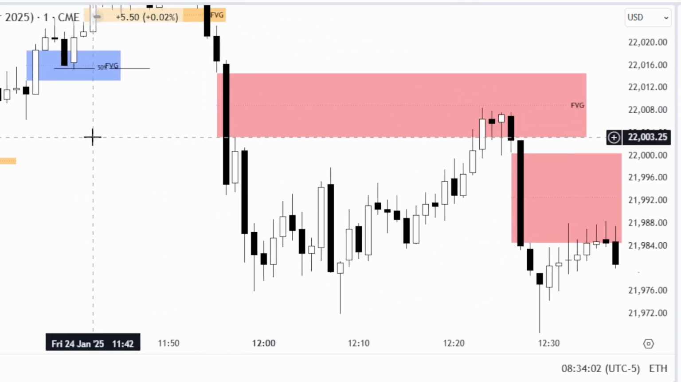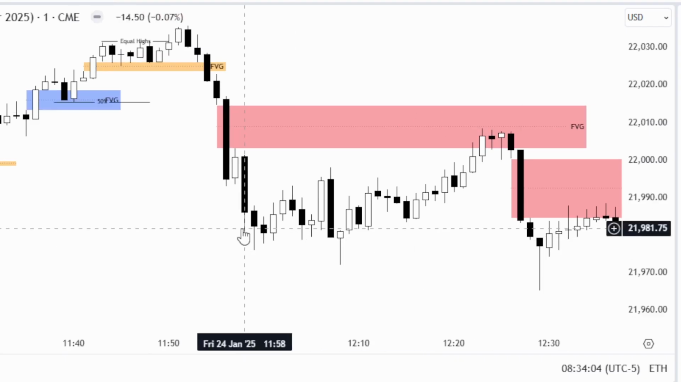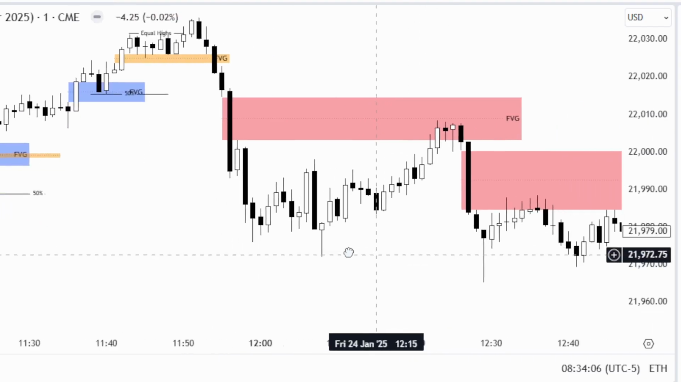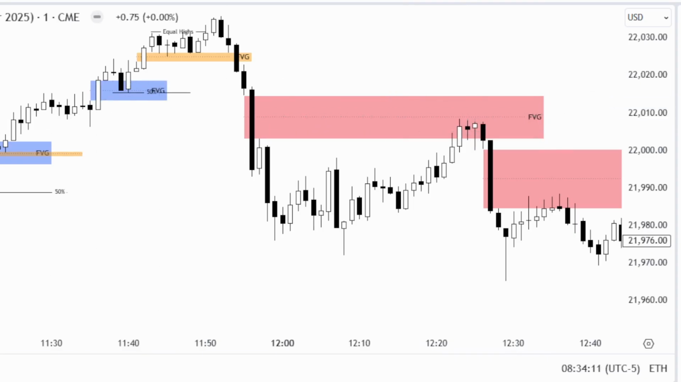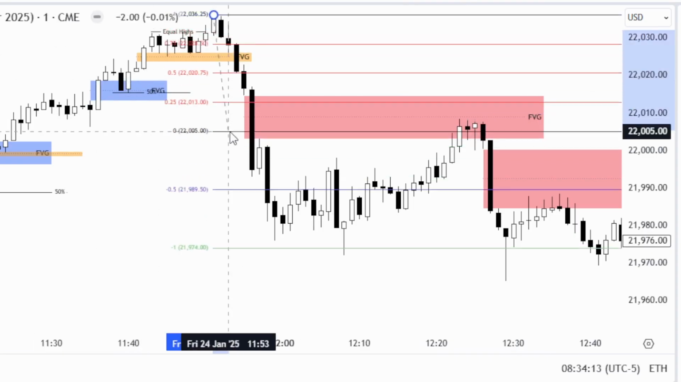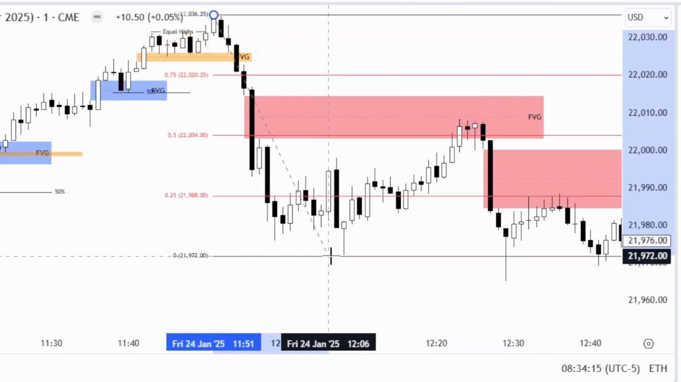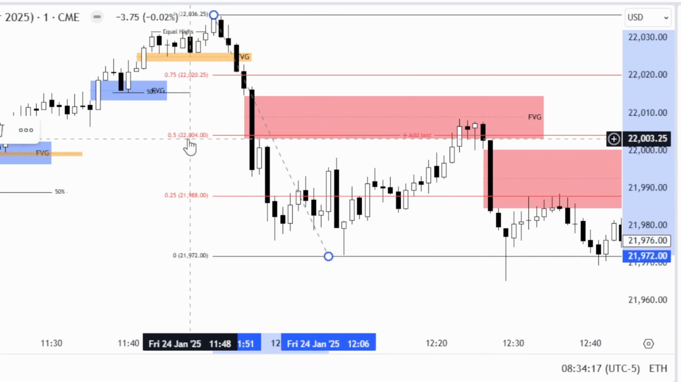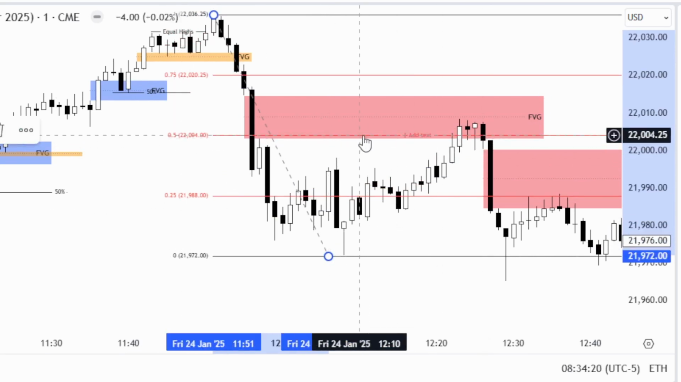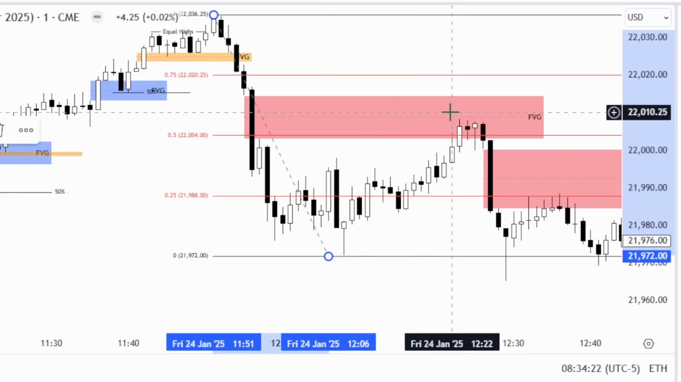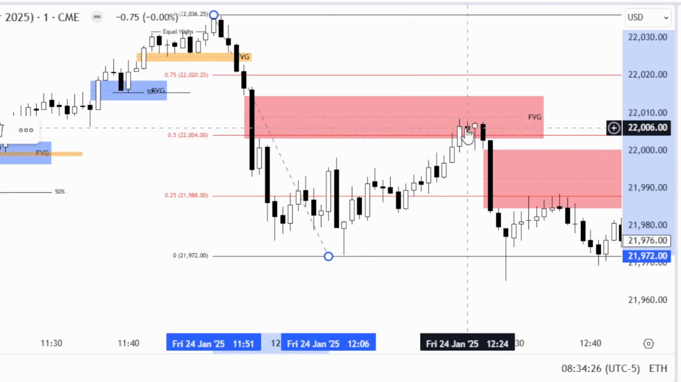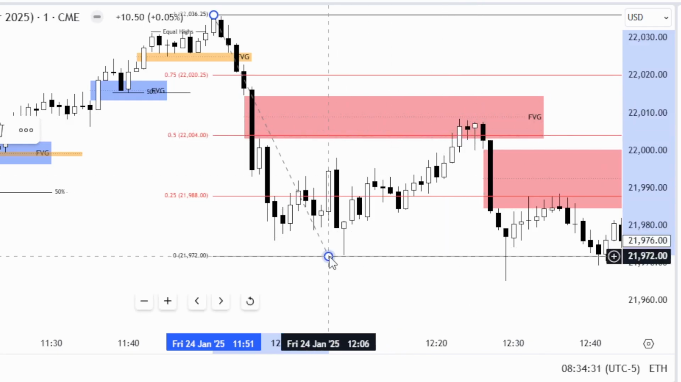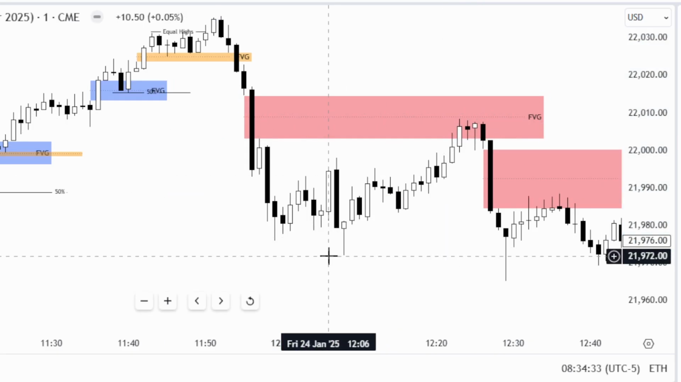Now we've got this. Now you would say, alright, so why would you sell here? Because it's simple. If you take this high to this low and you look at this 50%, see how price and the fair value gap's middle dotted line is just above that. That's giving you 1, 2, 3, 4 entry points to sell the stock or this market.